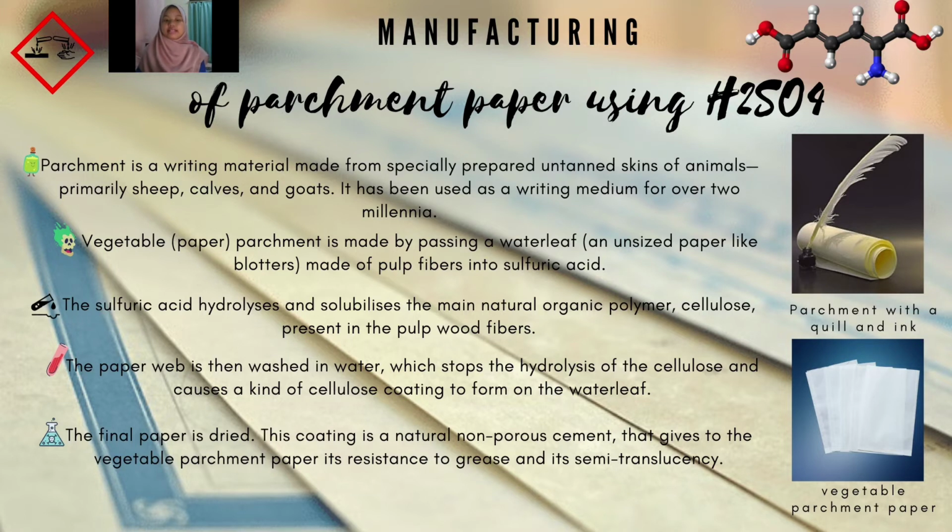Sulfuric acid hydrolyzes and solubilizes the main natural organic polymer, cellulose, present in the pulp wood fibers. The paper web is then washed in water, which stops the hydrolysis of the cellulose, which causes a kind of cellulose coating to form on the paper. The final paper is dried. This coating is a natural, non-porous cement that gives the vegetable parchment paper its resistance to grease and its semi-translucency.